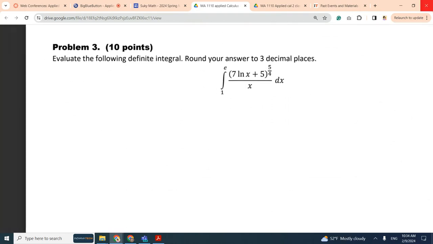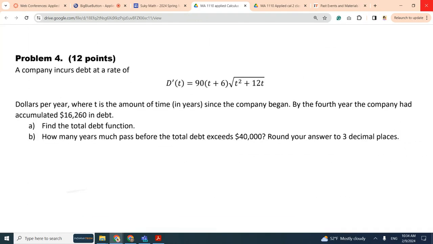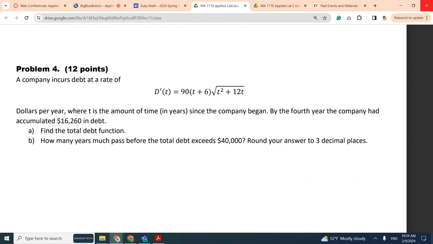Okay, and then definite integral. Okay, what is your u? ln x. It's the whole thing, 7 ln x plus 5. Yes. And then this is an application problem. So you're given d prime. You want to find d, so you integrate it. What's your u?